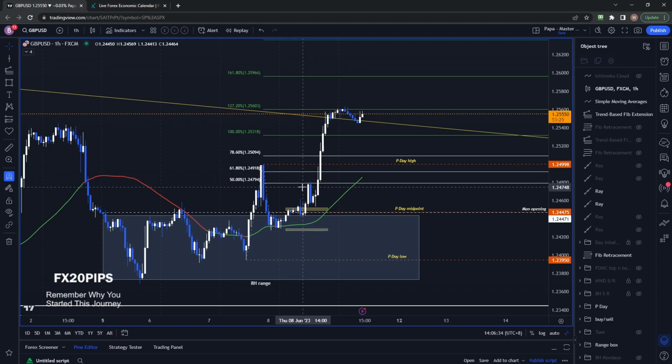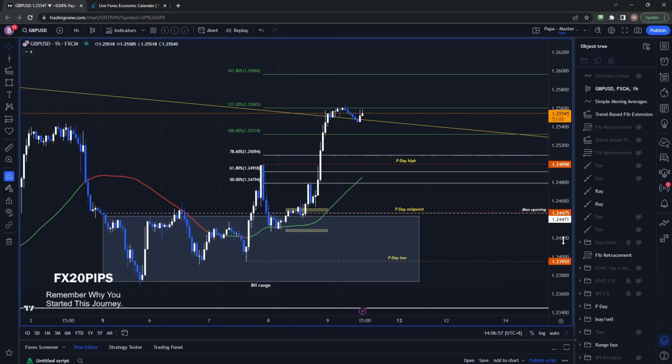I will only take note of what happened to the candles when London opens at 3 p.m. My time is GMT plus 8. Whatever time zone you are in, adjust accordingly and find out when London opens. For me it's 3 p.m. my time.